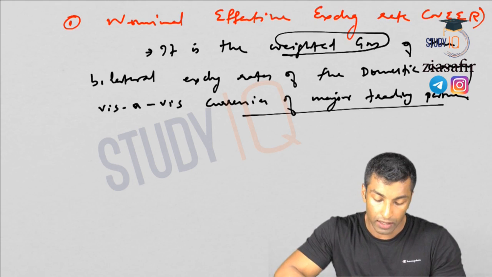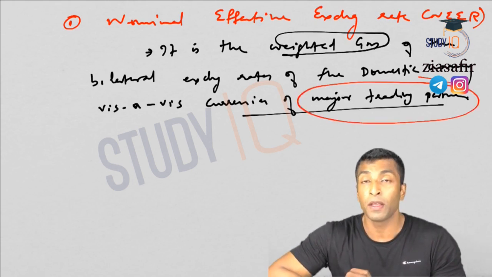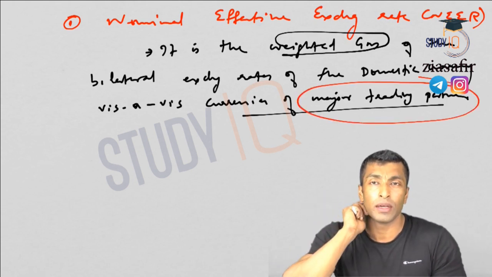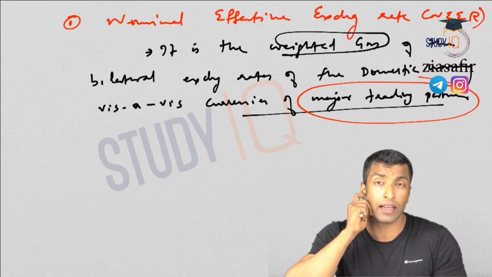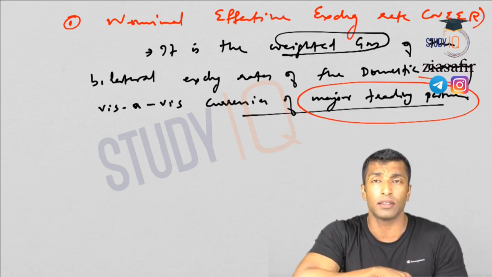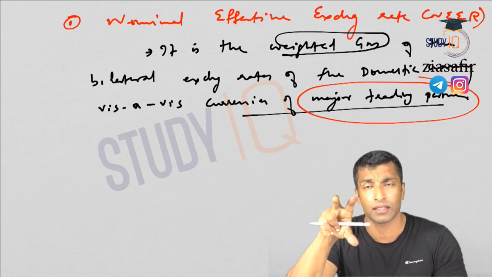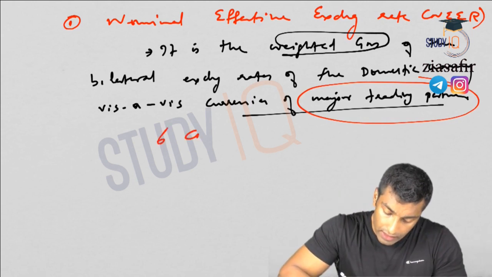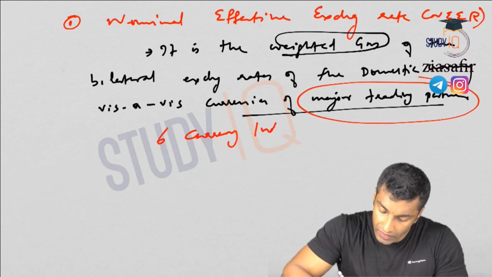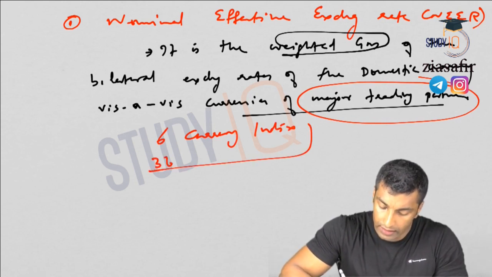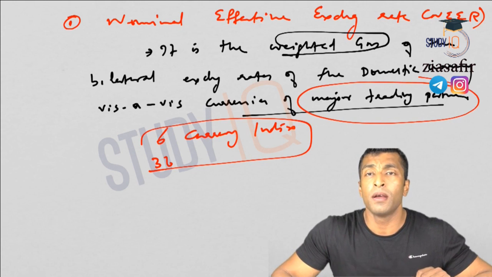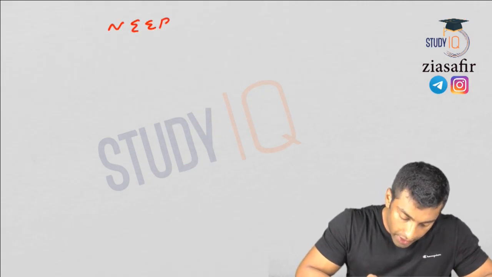Okay, so we are considering those countries with which we have huge trade volume, so their currencies will be taken into consideration while calculating this NEER, or nominal effective exchange rate system. And we had a 6 basket. Okay, so we have a 6 currency index, and we also have a 36 currency index. I'll come to this later. Now let's try to understand what NEER actually is.